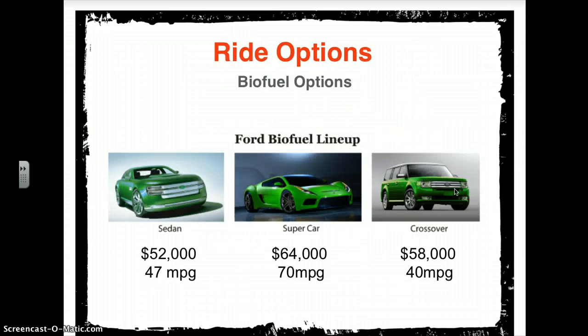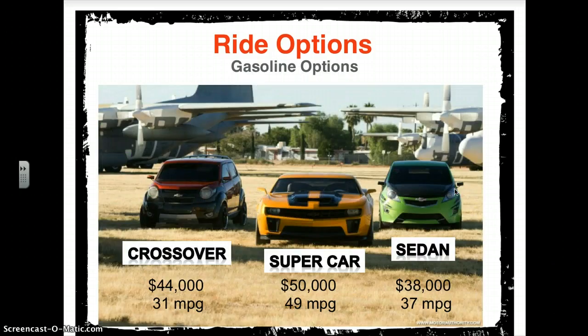We give them the ride options. So the sedan, this is a biofuel lineup. The sedan is $52,000 up front, 47 miles per gallon. The supercar is $64,000 to buy, 70 miles per gallon. And the crossover is $58,000 to buy, 40 miles per gallon. And we do the same for the gasoline cars, as you can see.